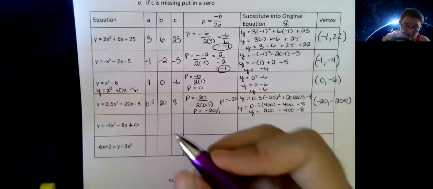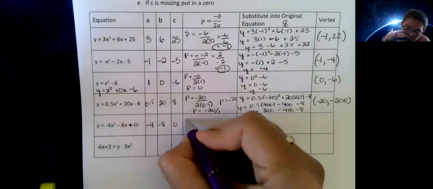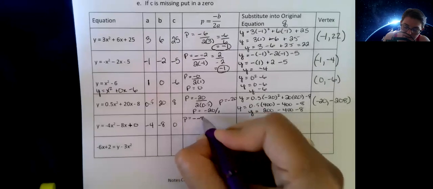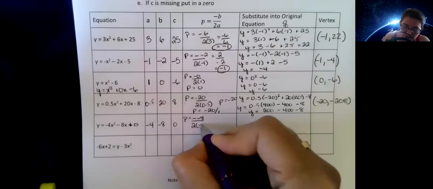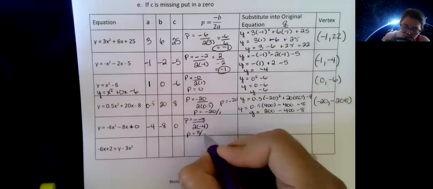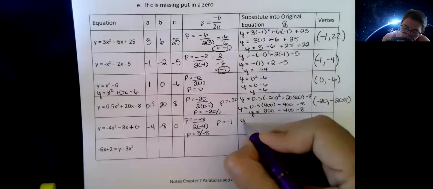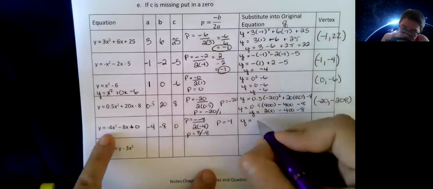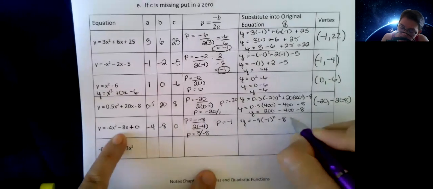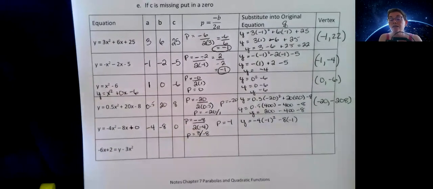Right, our C value is missing. So minus 4, minus 8, and 0. P is equal to, now we have to be careful, minus minus 8 over 2 times minus 4. P is equal to 8 over minus 8. So P is equal to minus 1. Y is equal to, and now we plug it in, minus 4 times minus 1 squared minus 8 times minus 1. Okay, and I'm not going to put the plus 0 on the end because you know it's not going to change anything, right?